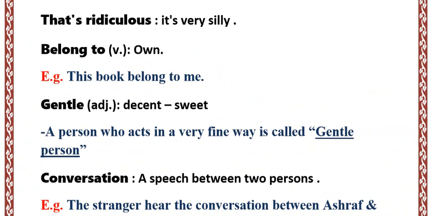The last expression here is that's ridiculous. When you say something very silly, or when you see something very foolish, you can say that's ridiculous. That's ridiculous. It's very silly, or it's very bad. This is that's ridiculous. Okay.